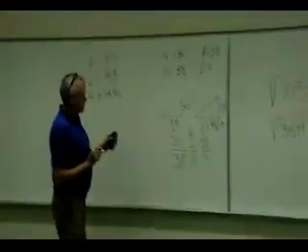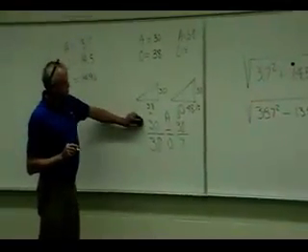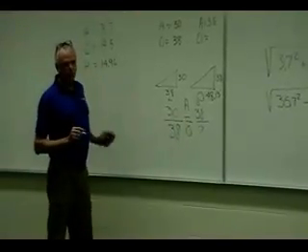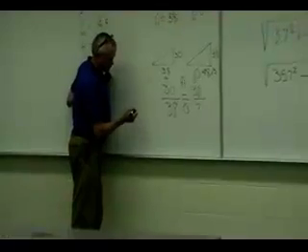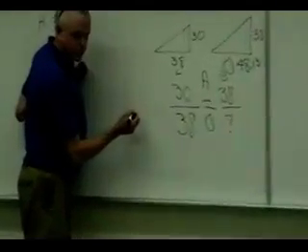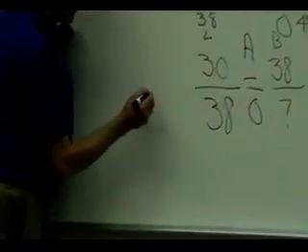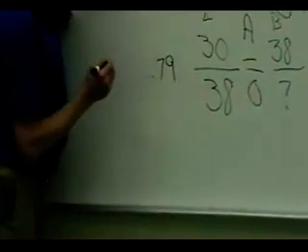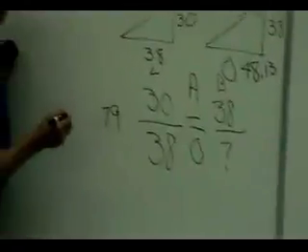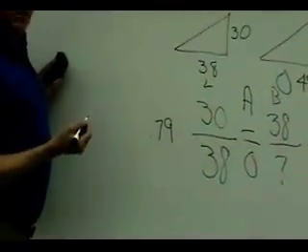Alright, now, I want you to do 30 divided by 38. What do you get for a decimal there? 0.79. 0.789, is that what you said? 0.79, so we rounded it as 0.79.